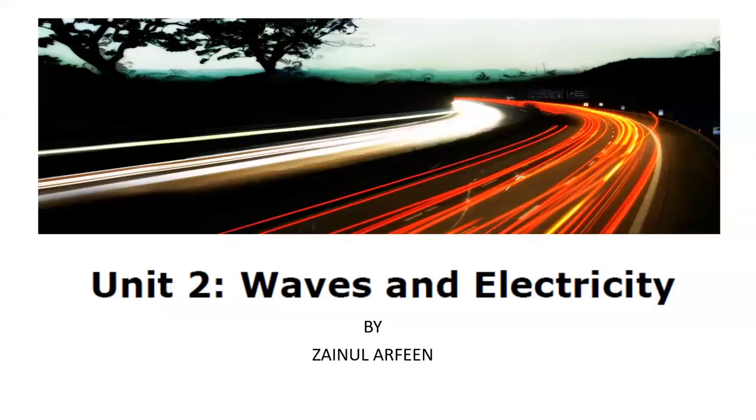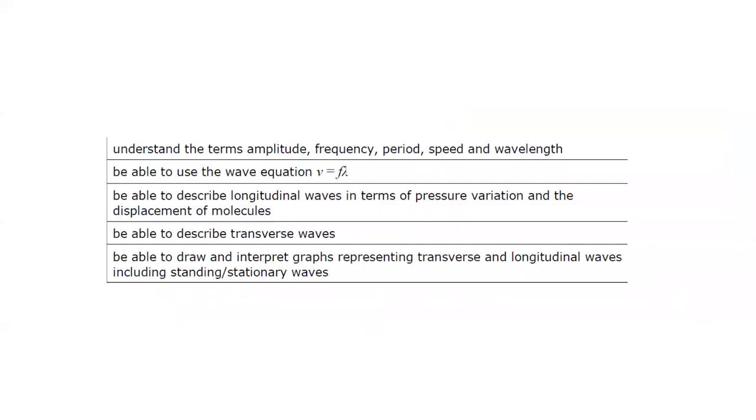So in this session, we'll start Unit 2, which is about waves and electricity. In the first part, we'll discuss waves: the types of waves, the nature of waves, and the properties of waves. And in the second part, we will discuss electricity, circuits, and DC circuits. So starting with the first topic, these are the learning objectives of the session.